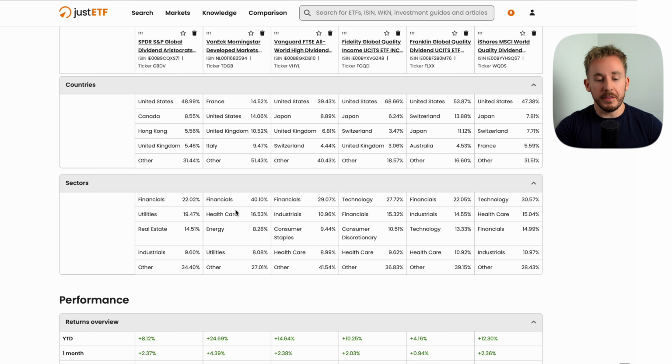The counter to that is healthcare, energy, and utilities are its next 3 weightings by sector, and all of those are fairly defensive in nature. So even in a market downturn, if the market were to crash, those sectors will be slightly more protected because consumers still need those products and services.